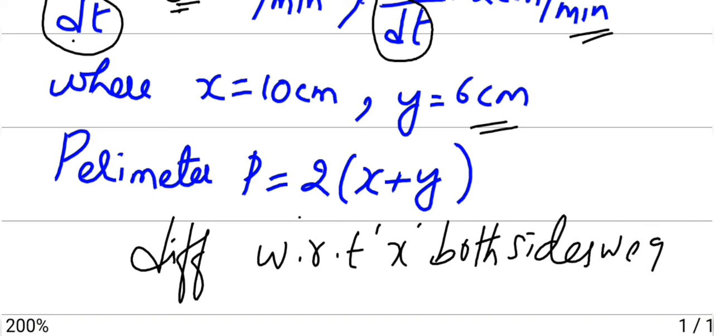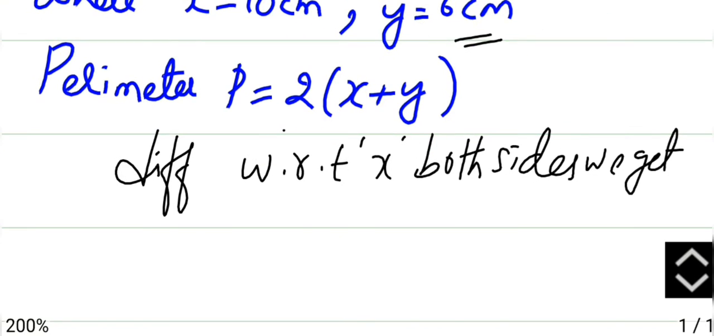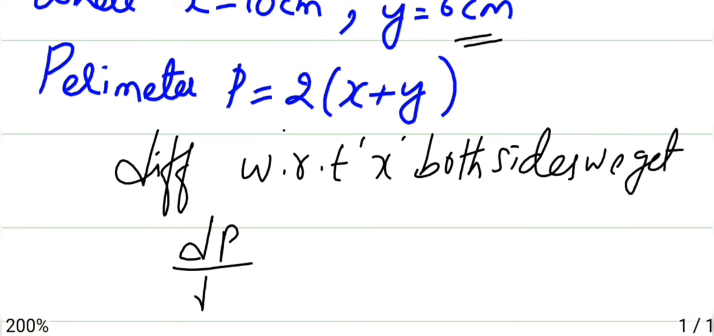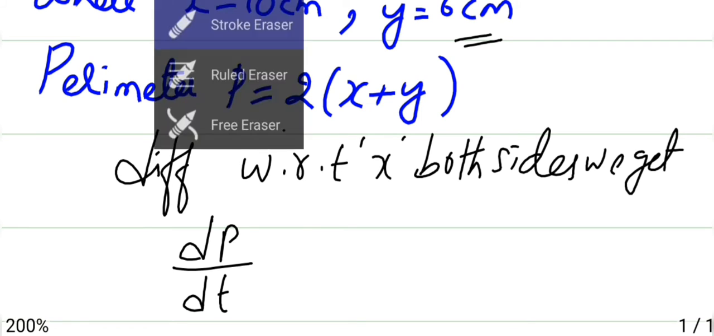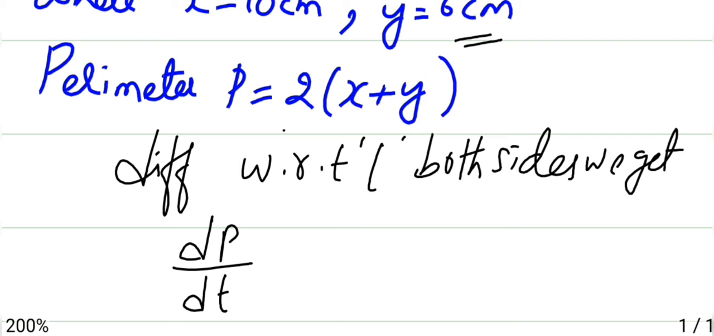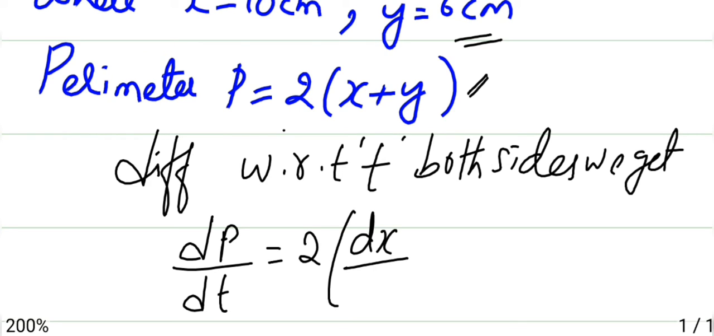We get that will be dp by dt. Here we are going to differentiate with respect to not x, it is t, because it is the rate of change with time. So totally dp by dt is 2 times of dx by dt plus dy by dt.